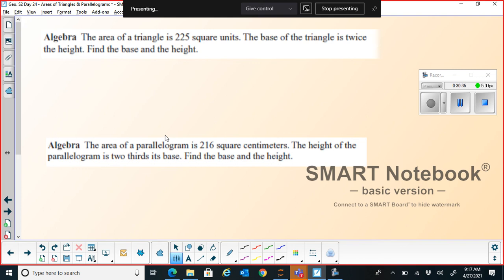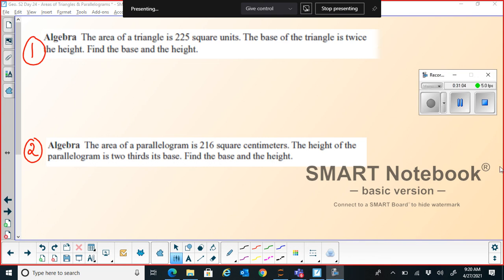Try these two word problems. The area of triangle is 25 square units. The base of triangle is twice the height. Find the base and height. This is your first problem. And the area of parallelogram is 216 square centimeters. The height of parallelogram is 2/3 of its base. Find the base and height. Try both of these word problems. I'll go over the solution in exactly a couple of minutes from now.